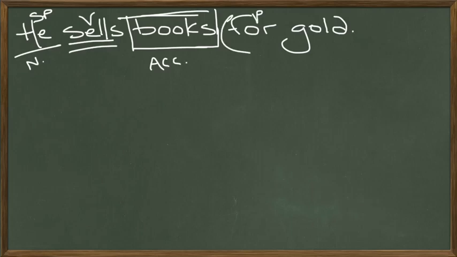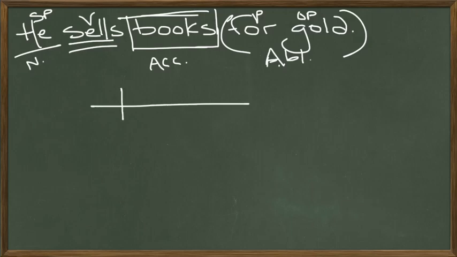For is a preposition, it sets off a prepositional phrase. For gold is the prepositional phrase, gold is the object of the preposition, and the whole thing goes in the ablative case because in Latin, price goes in the ablative case. Alright, we'll come back to that in a minute.